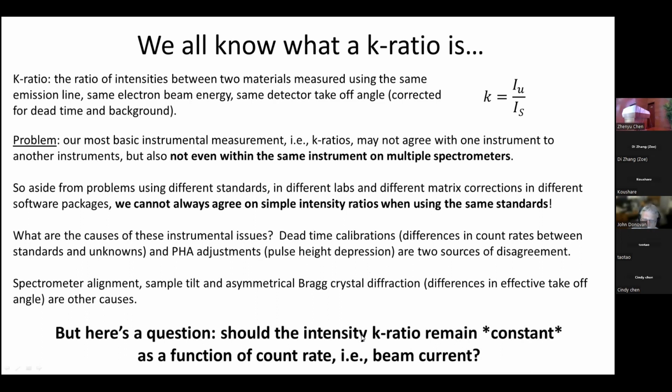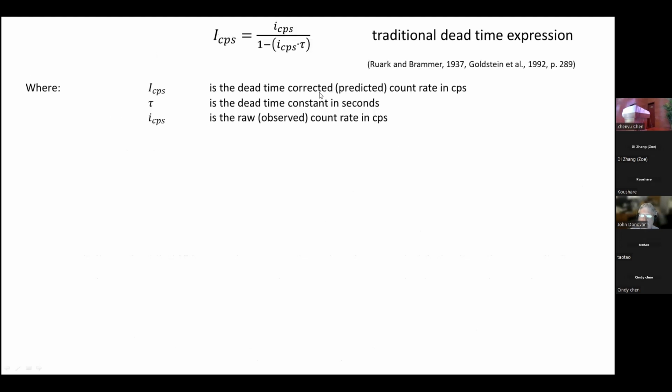But here's the question. Should the intensity K ratio remain constant as a function of count rate, that is beam current? If I measure a K ratio at 10 nanoamps, do I get the same K ratio at 20 nanoamps, at 40 nanoamps, at 60 nanoamps, at 200 nanoamps? I should get the same K ratio at any count rate. So let's test that. So we have our linear dead time expression, which we all know.